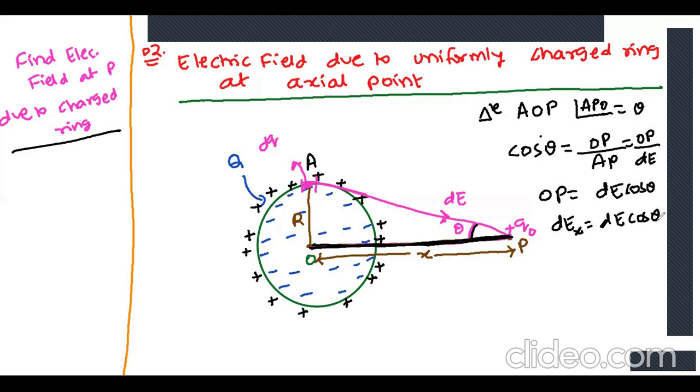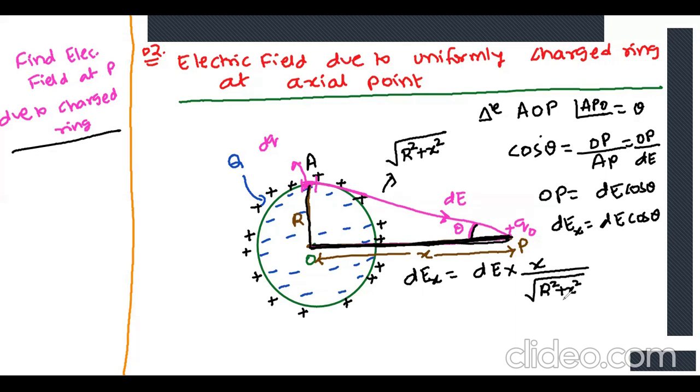See the triangle AOP, AO equals R, OP equals x. So AP, can I say, is under root R square plus x square. So dEx equals dE into cos theta, which is x by under root R square plus x square.